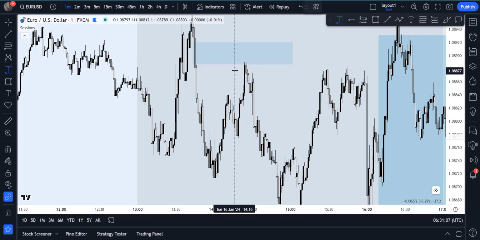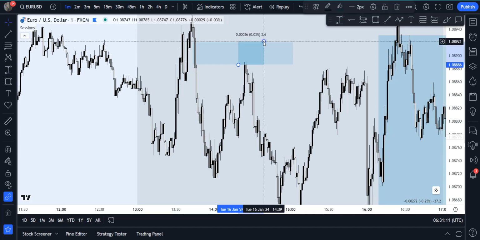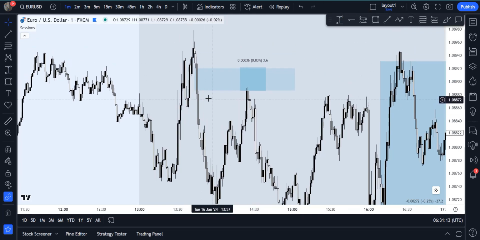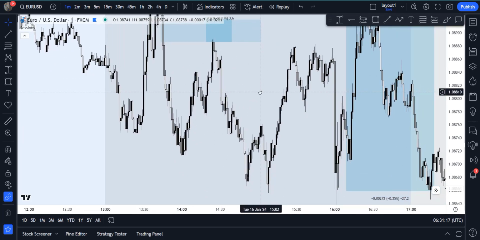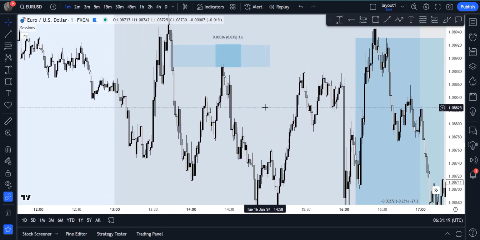One thing you need to know about this fair value gap is it can be a very big stop loss. There's no guarantee in the stop losses and the refinements. It can be very big. Remember that.